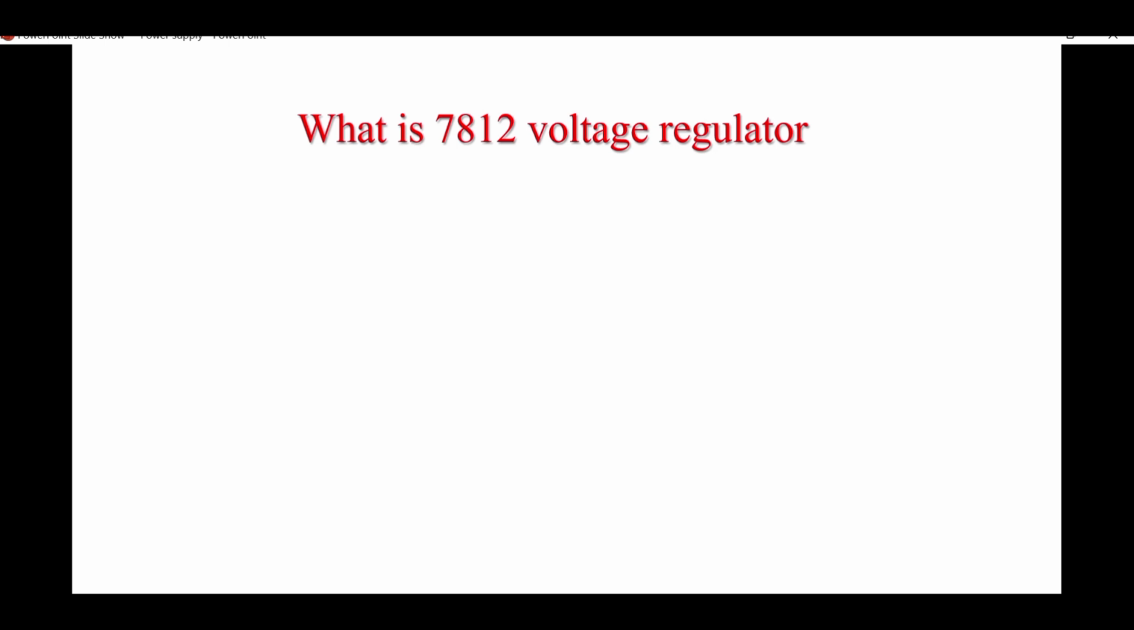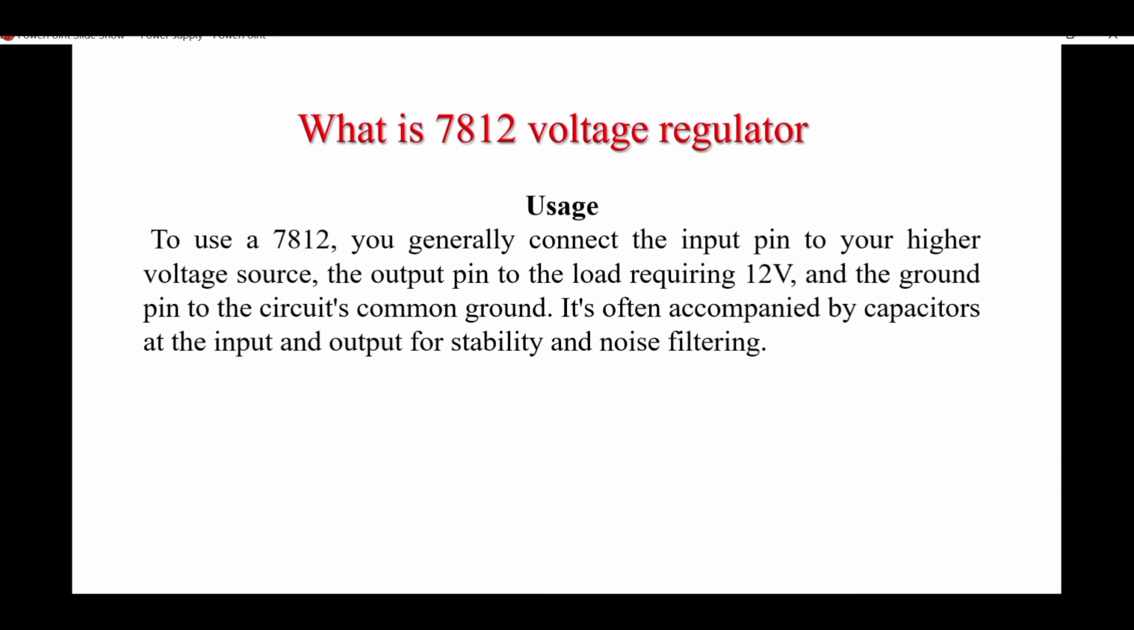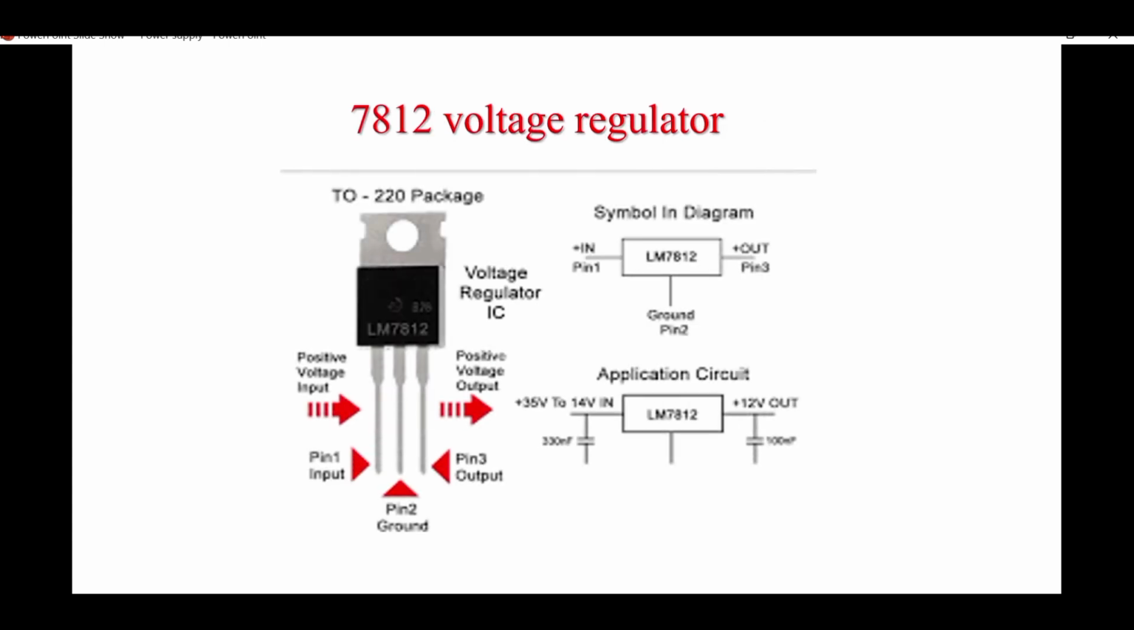Next we'll see the usage of the 7812 voltage regulator. Basically we use this 7812 voltage regulator to provide an output voltage of 12 volts. It has 3 pins. One is input, output, and the third one is ground. We'll see how it looks.